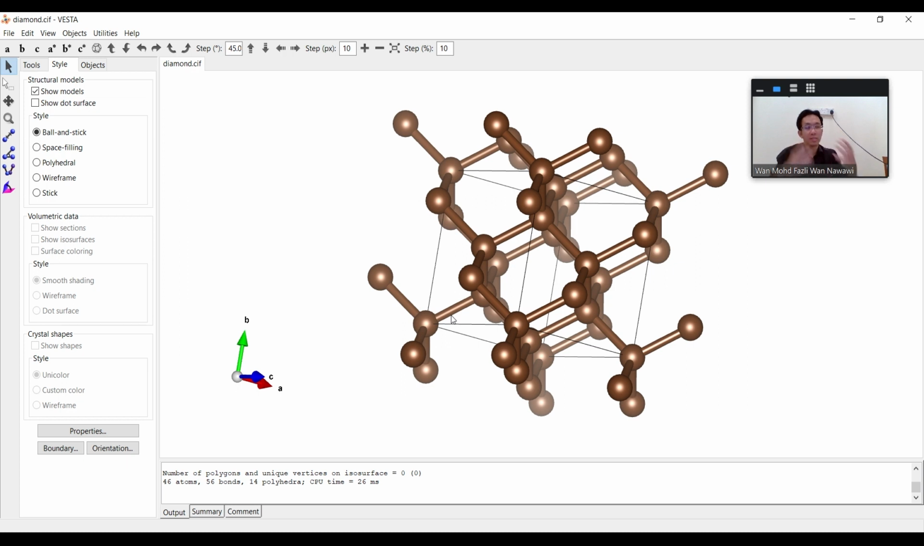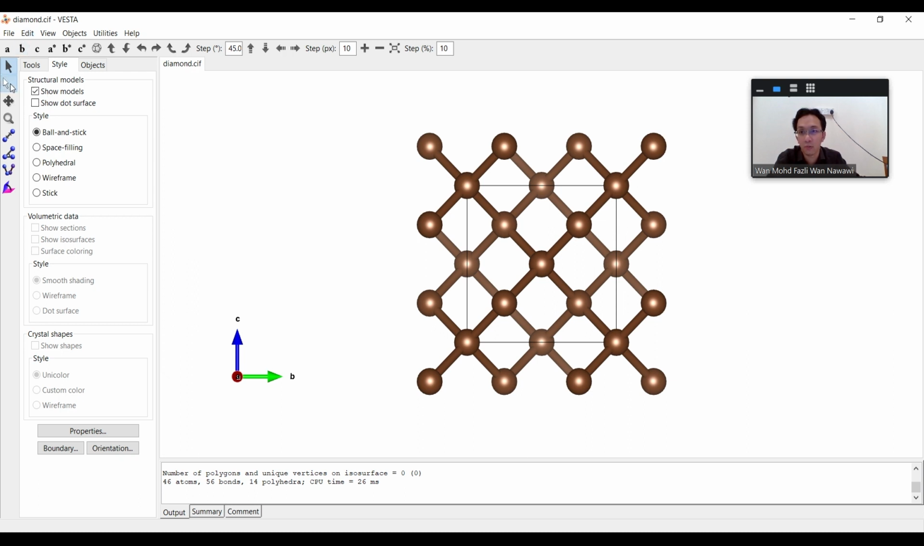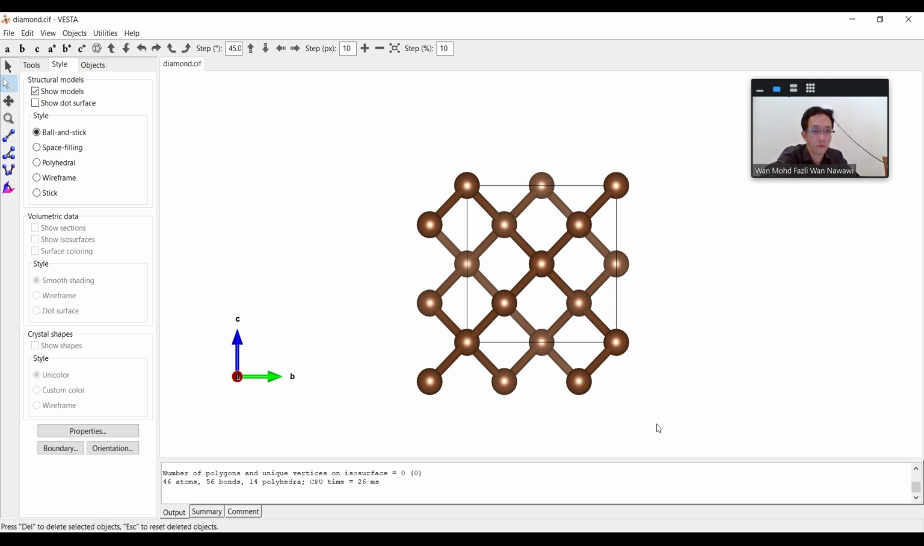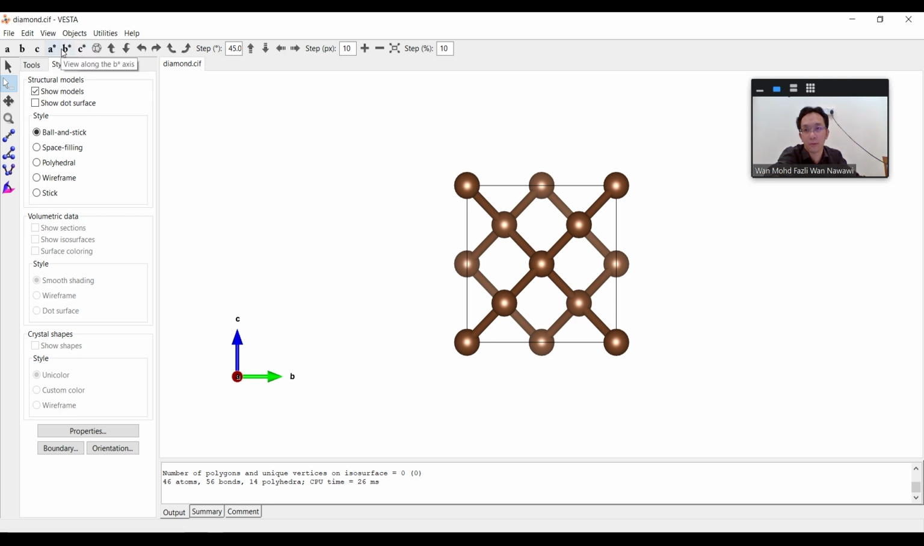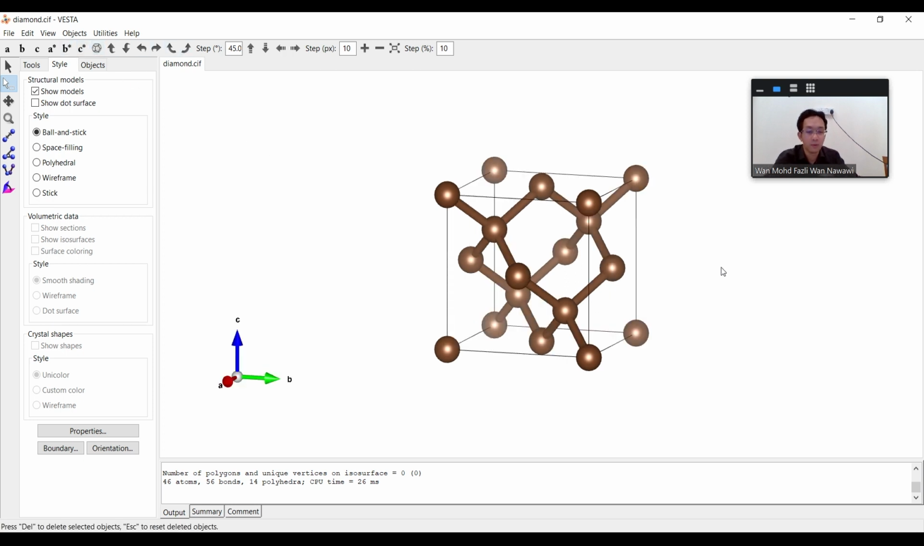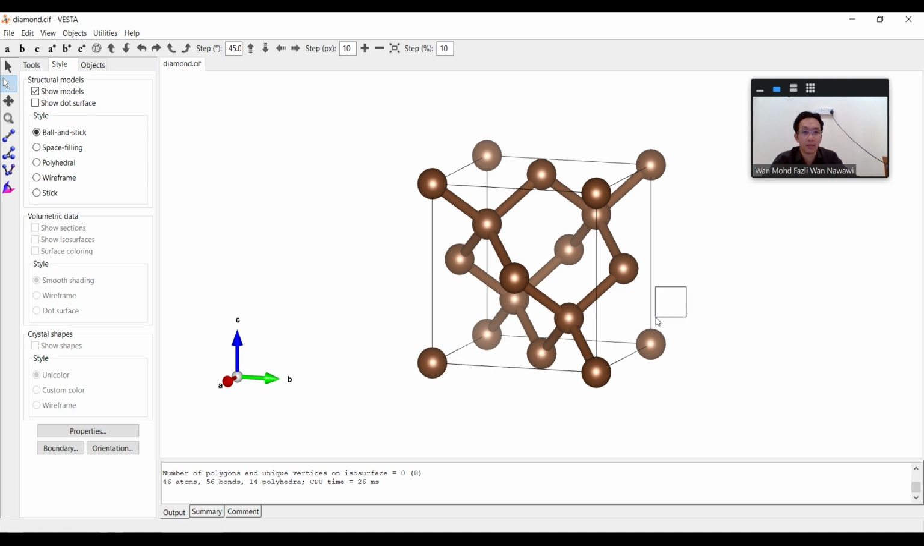When we talk about the unit cell, we talk about something inside the unit cell. The unit cell here is a cube. In order to make life easy, let me remove whatever is not inside the cube. I remove it, and then I view it from this angle. Okay, it's done. Now this is the image of diamond.